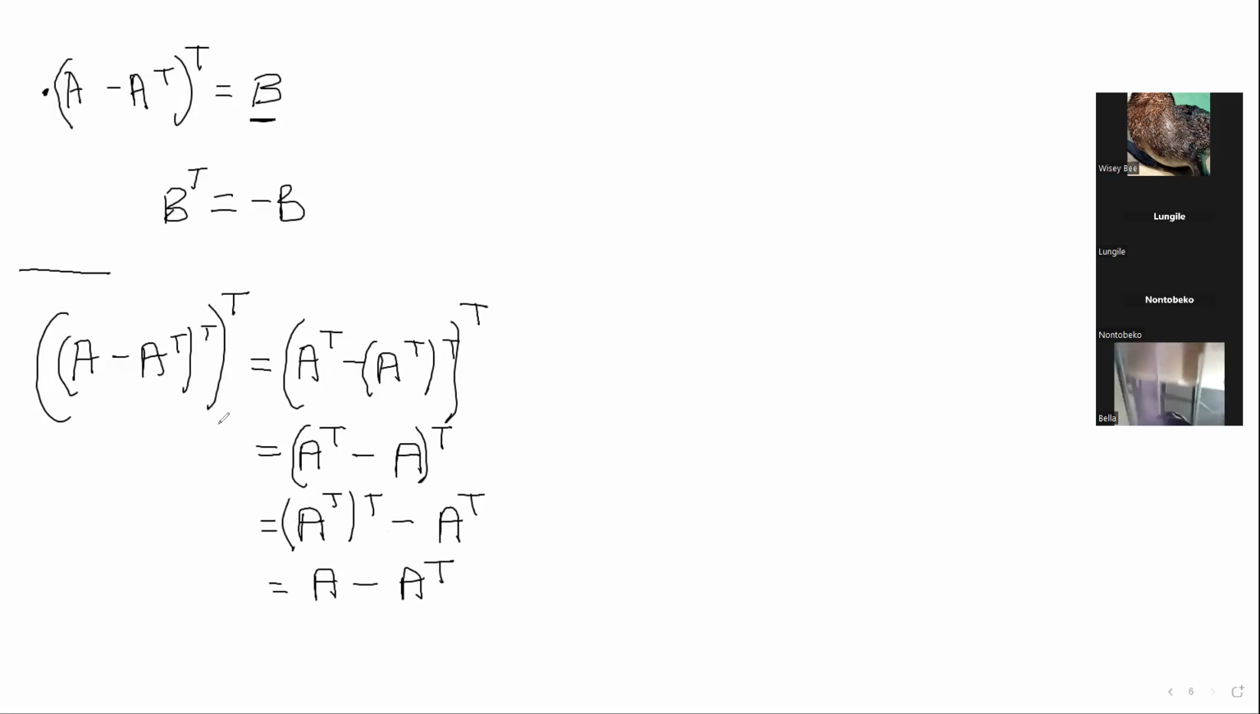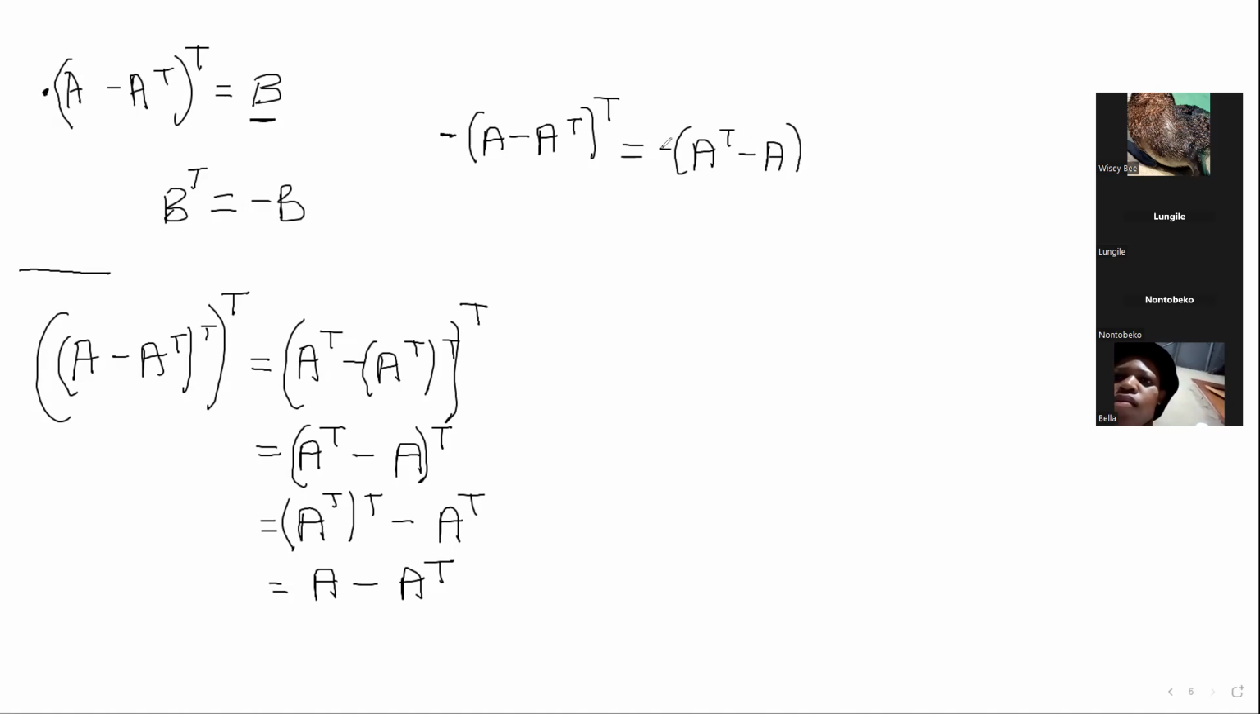Right? When you look at this, that negative B would be something like this: A minus A T T, which is the same as negative AT minus A. Another way of writing it would be A T plus A. When you look at this, does this look like this? It does. Yeah, it does.